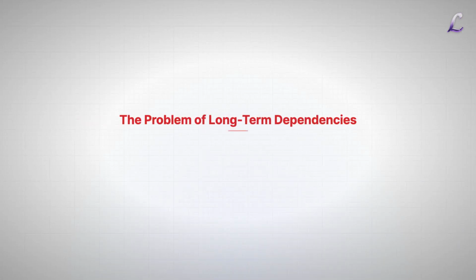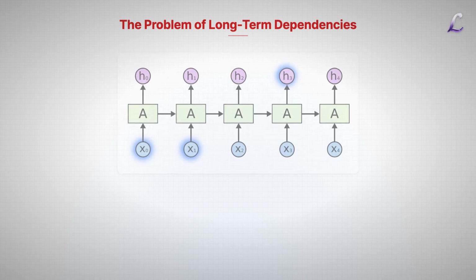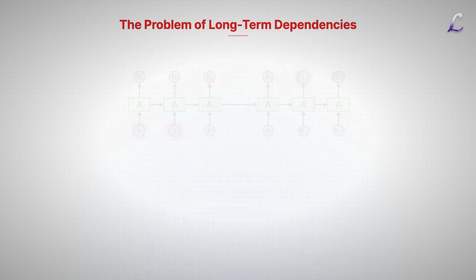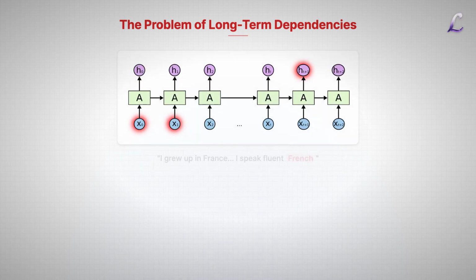Here's where things break down. Consider a simple case, predicting the word "sky" in "the clouds are in the blank." The relevant context is just a few steps back. Vanilla RNNs handle this fine. But now consider: I grew up in France. I went to school there. I studied literature. And then much later, I speak fluent blank. The answer is French, but the relevant context is dozens or hundreds of steps in the past.